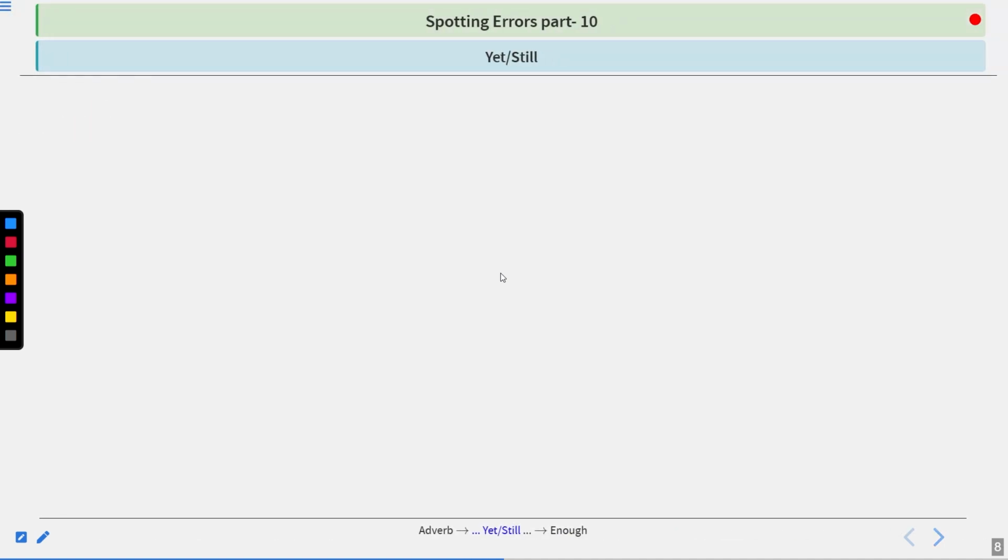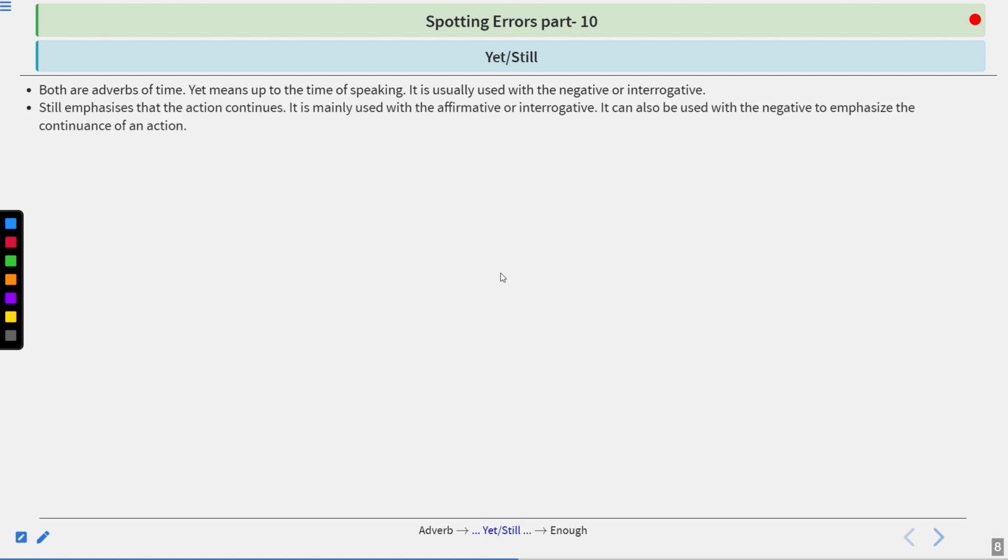Use of still and yet. Both are adverbs of time. Yet means up to the time of speaking. It is usually used with the negative or interrogative context. Still emphasizes what? That the action continues. It is mainly used with the affirmative or negative interrogative context. It can also be used with the negative to emphasize the continuance of an action. So we use yet when something hasn't been done till now. And when something is going on, keep going on, we use still.